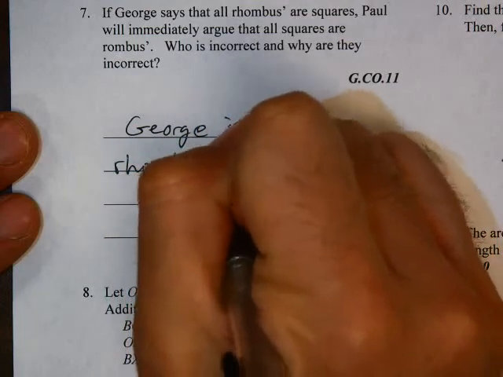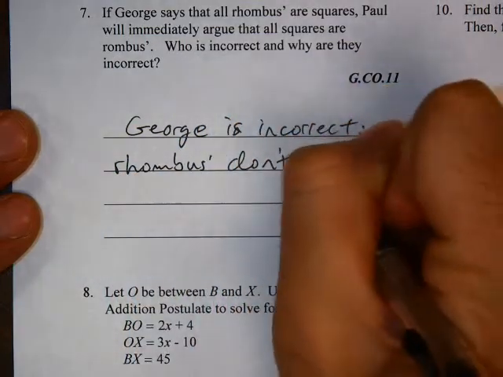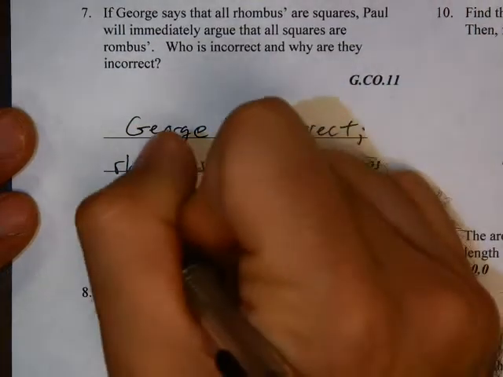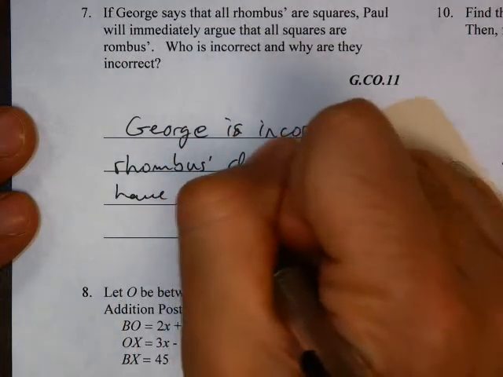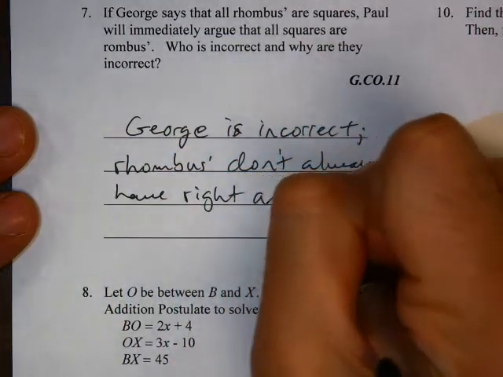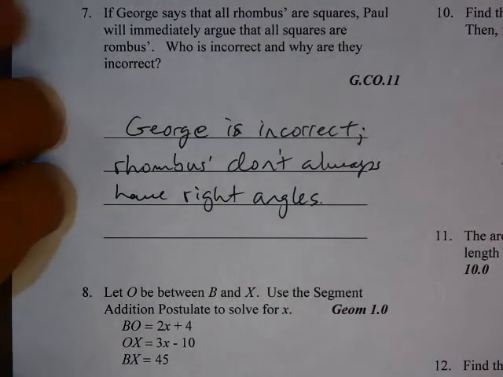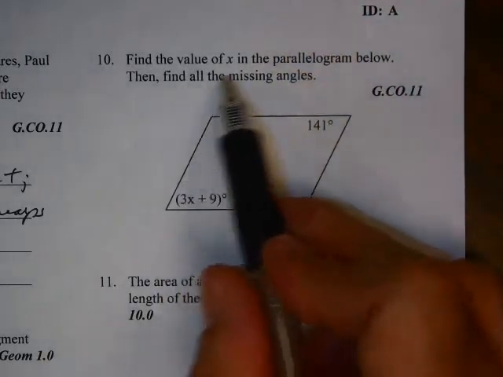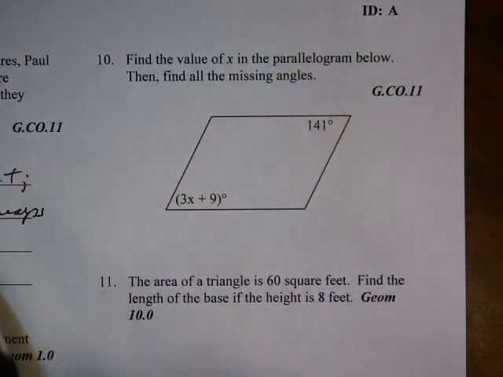Rhombuses don't always have right angles. Therefore, George is the one that's wrong. Last one in this video, number 10. Find the value of x in the parallelogram below, then find all the missing angles.